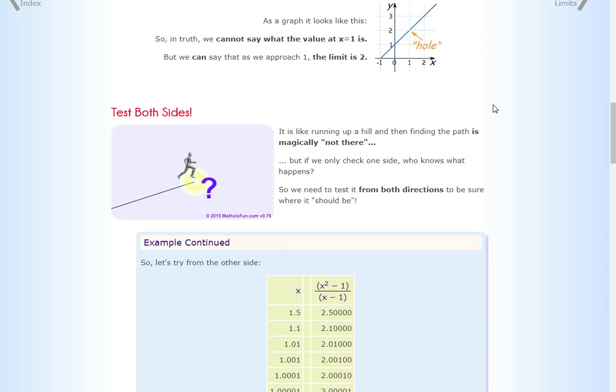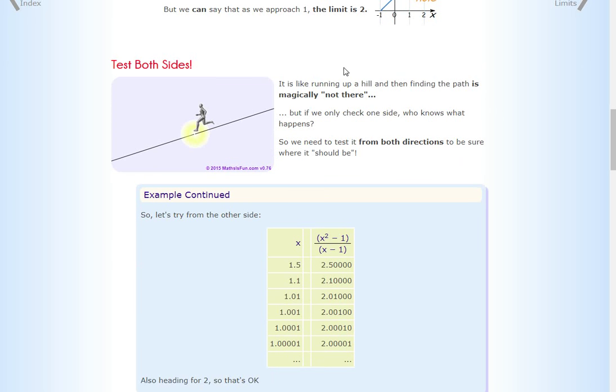So if we have a hole in our graph, what we have to do is test the function from both directions, from the left side and from the right side. Okay, so that's something else that we have to write down on our chart. It says, because of this hole, what must we make sure we do? We must test the function from both directions, the left and the right.